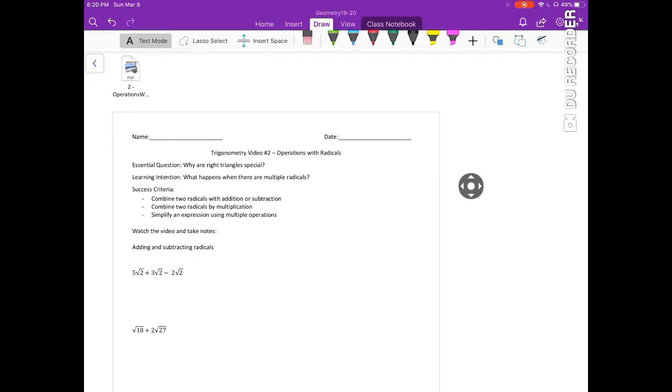All right, this is the next video. We got operations with radicals. So now that we know how to simplify them, we're going to work on adding, subtracting, multiplying, and dividing them, and the different ways that they can react. All right, so what we're going to work on first is adding and subtracting.